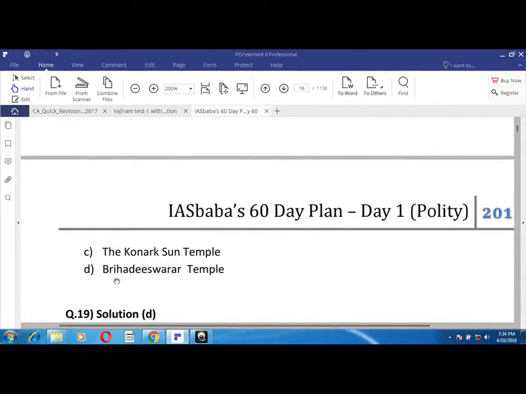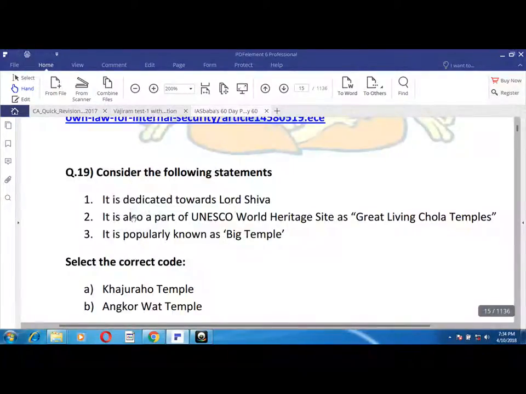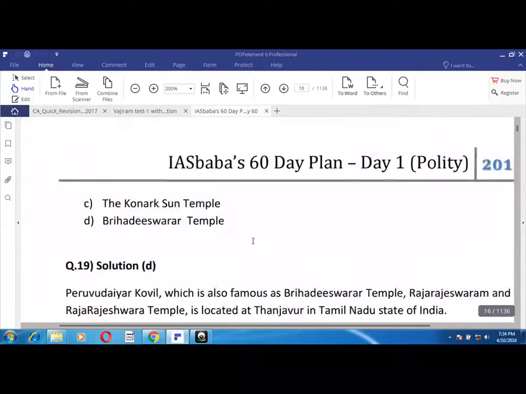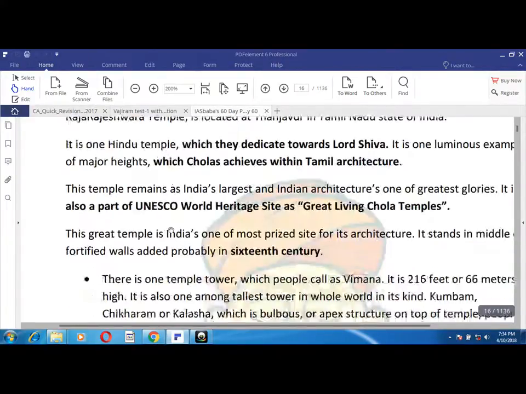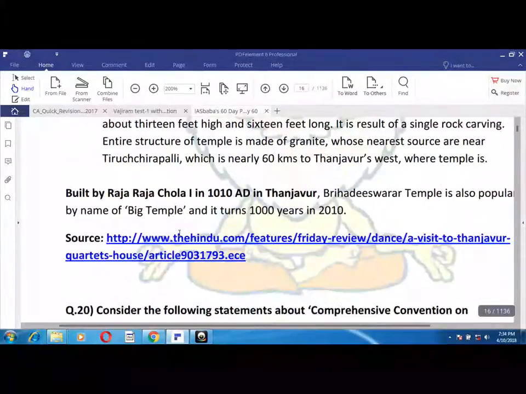Brihadeshwar temple. Brihadeshwar temple's features: it is dedicated to Lord Shiva. It is also a part of the UNESCO World Heritage Site Great Living Chola Temples. It is popularly known as the Big Temple. Built by Raja Raja Chola I.